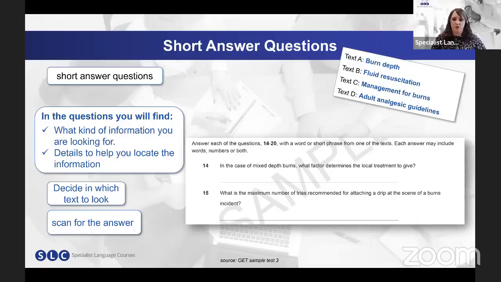We need to know what kind of information we're looking for. So take a quick look at question 15 and tell me, what kind of information are we looking for? What's that key phrase in question 15? What kind of information are we looking for? Pop your ideas into the comments box.